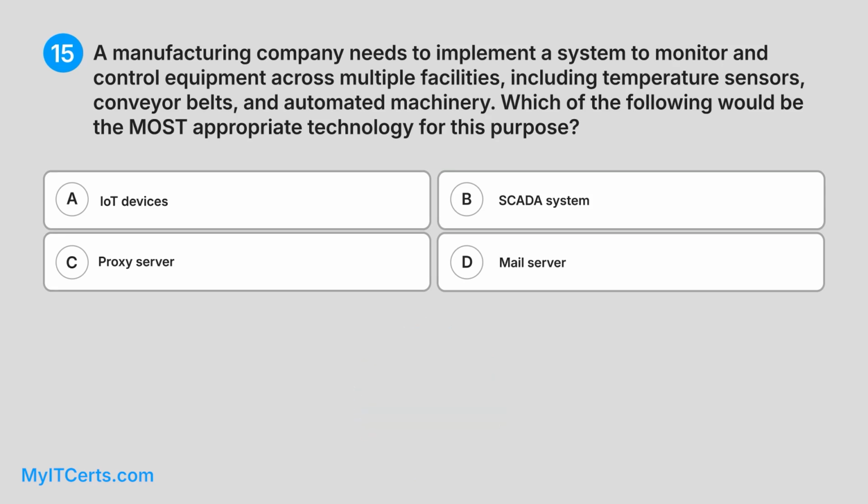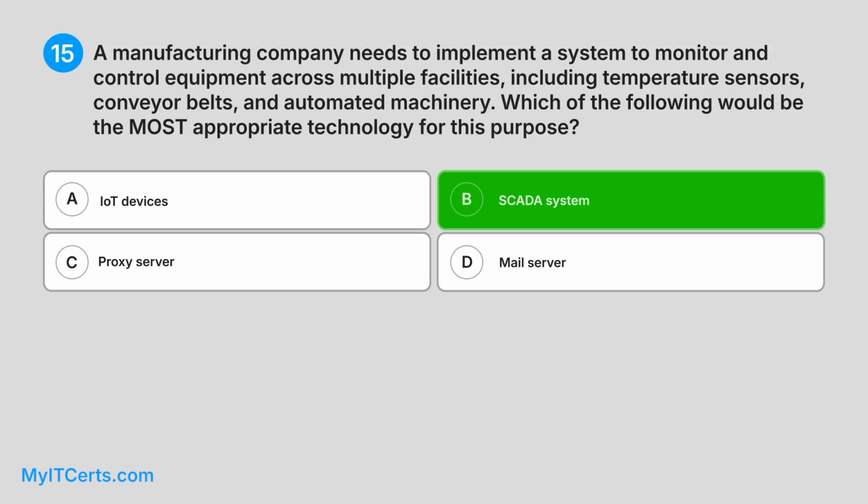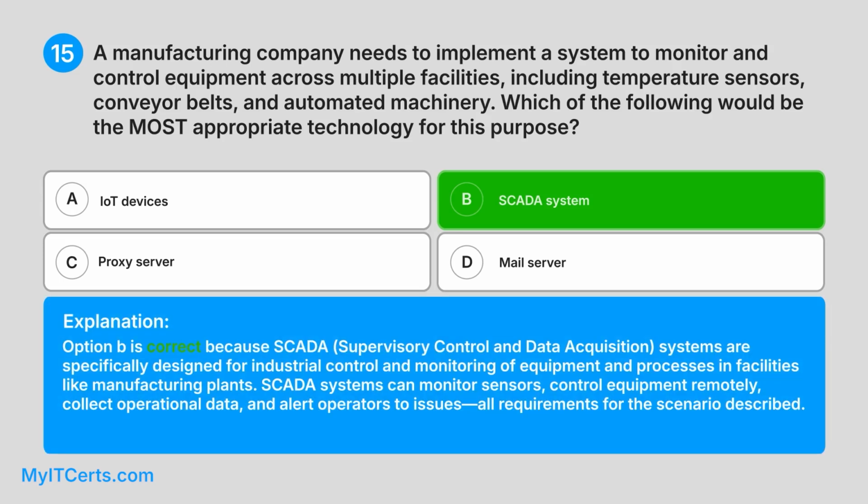Correct answer, B, SCADA system. Explanation. Option B is correct because SCADA, supervisory control and data acquisition systems, are specifically designed for industrial control and monitoring of equipment and processes in facilities like manufacturing plants. SCADA systems can monitor sensors, control equipment remotely, collect operational data, and alert operators to issues, all requirements for the scenario described.